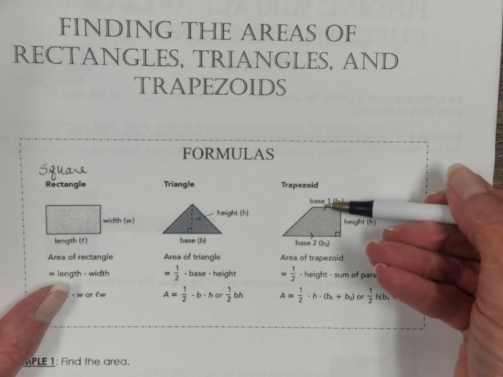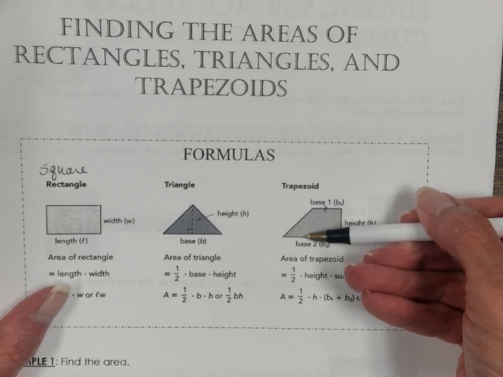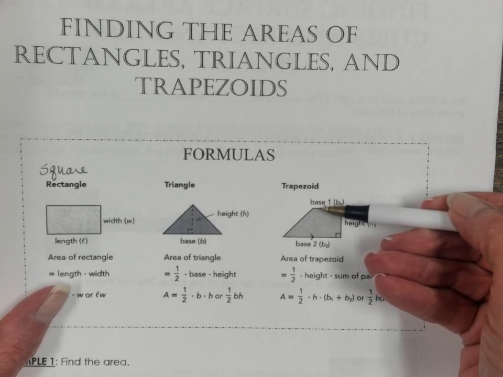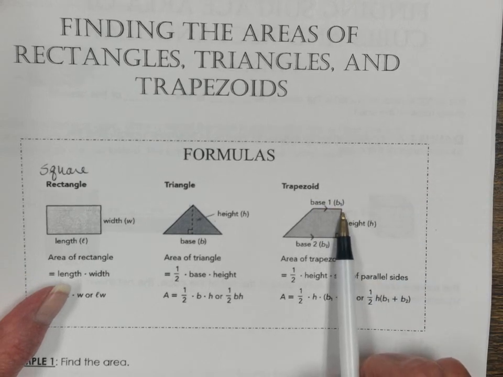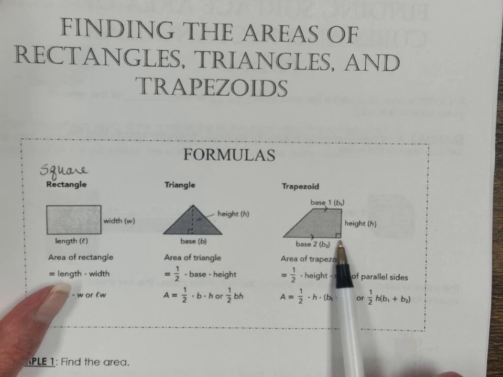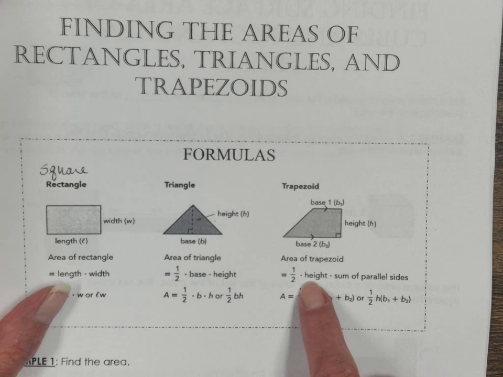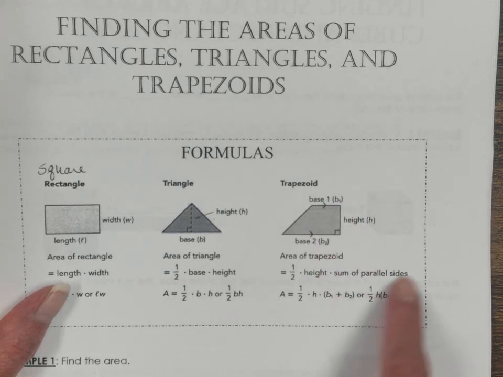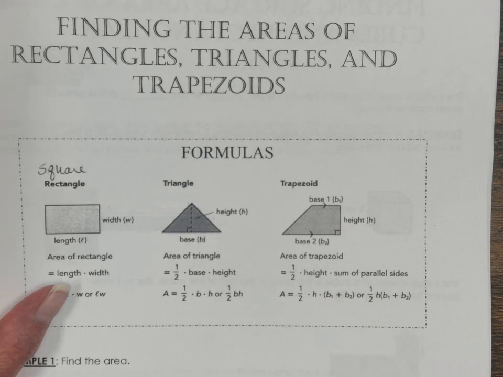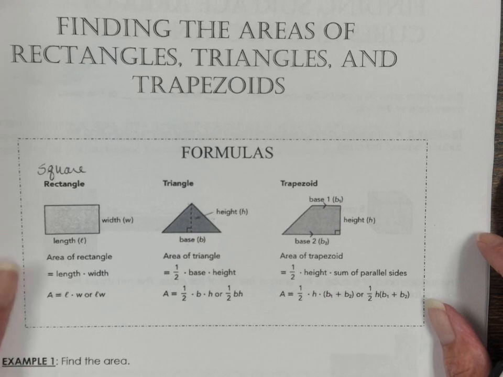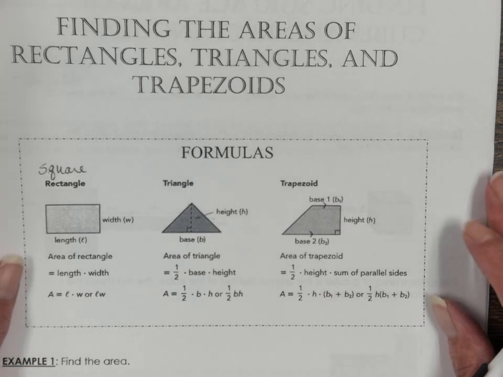So we have a set of bases, the only parallel line set in a trapezoid. We have base 1 and base 2. We also need the height, again, makes a right angle with the base. And we add the bases together, we multiply that by the height, and then we divide it by 2. So those are our 3 basic area equations for today. So let's look at some examples.